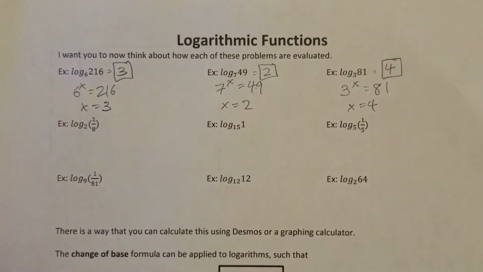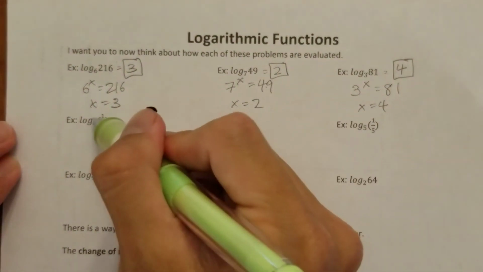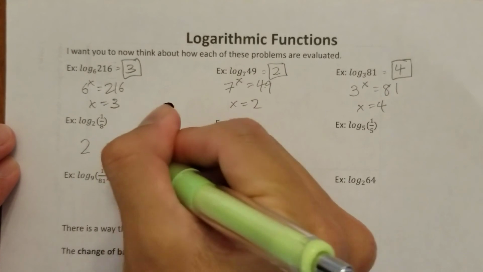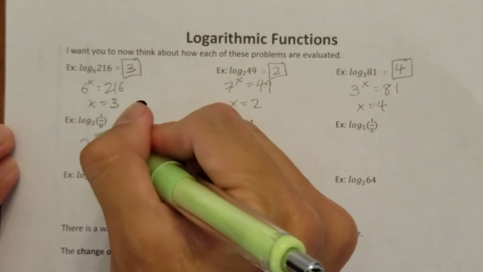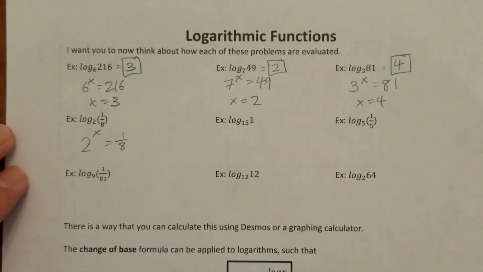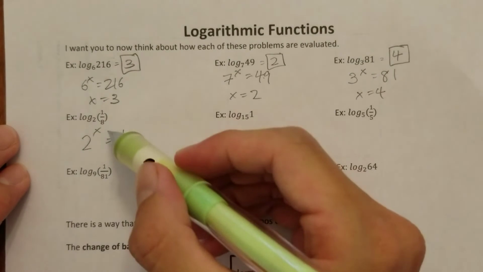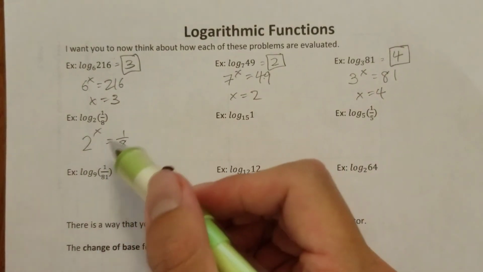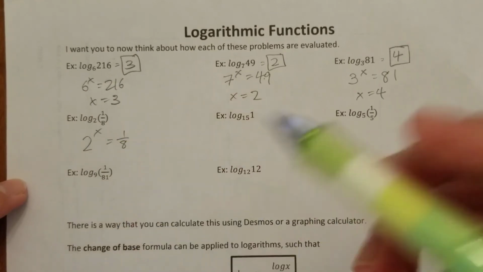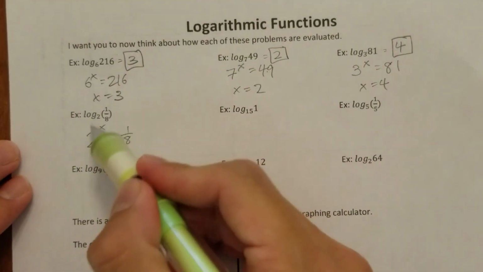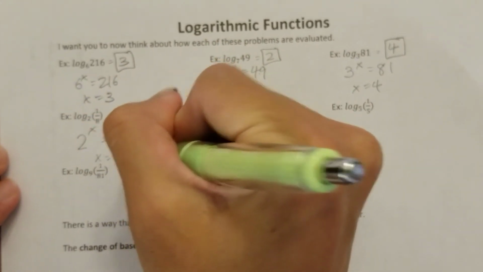Okay, so you can do the same thing. Same thing with this one. This one is our base. 1/8 is our answer. We're trying to find an exponent. Okay, so 2 raised to what power is going to be 1/8? Well, 2 cubed, 2 times 2 times 2 is going to be 8. But we need that 8 in the denominator. So in order to throw it in the denominator, this has to be a negative exponent. This means x has to equal -3.